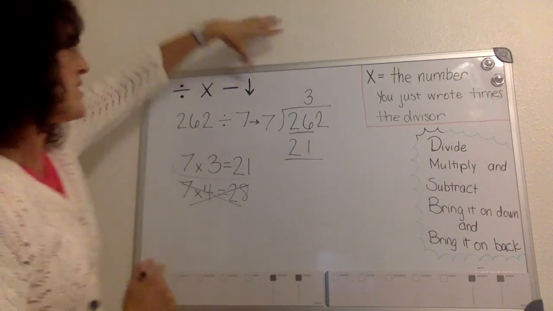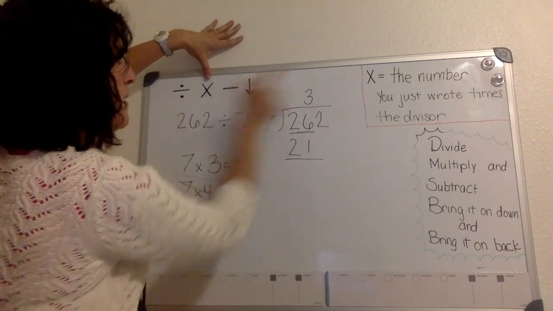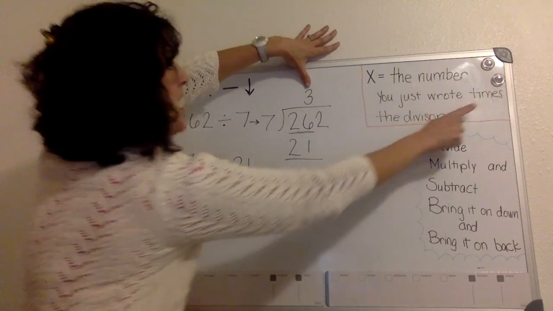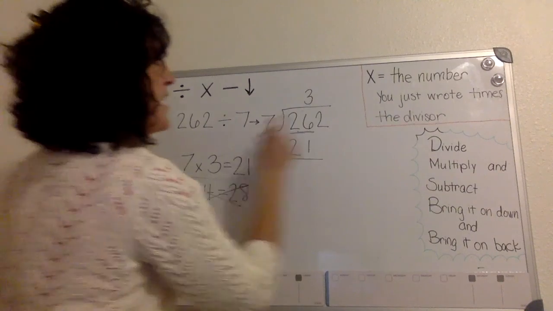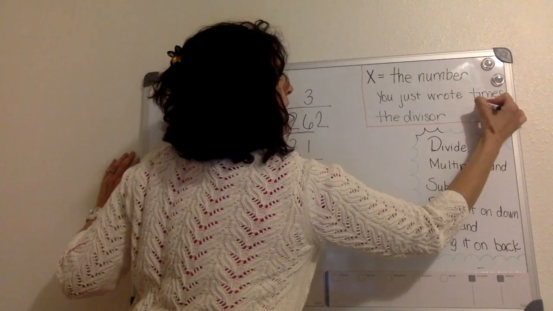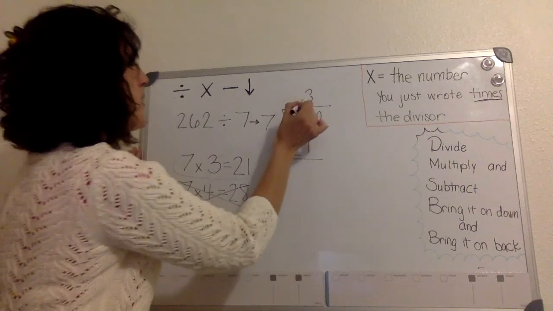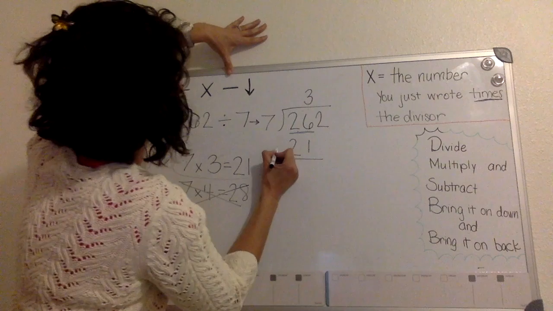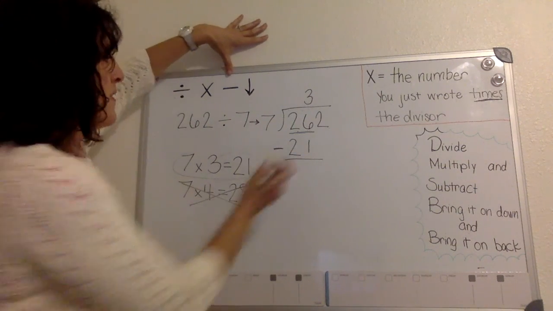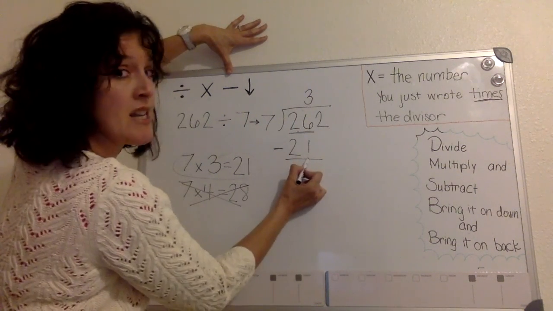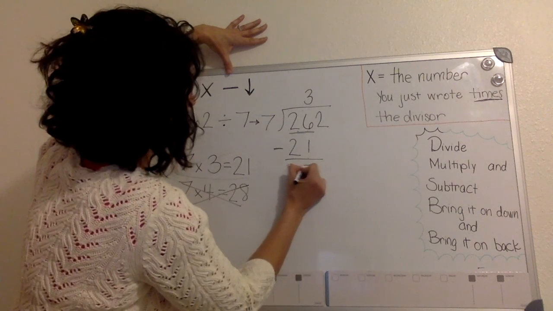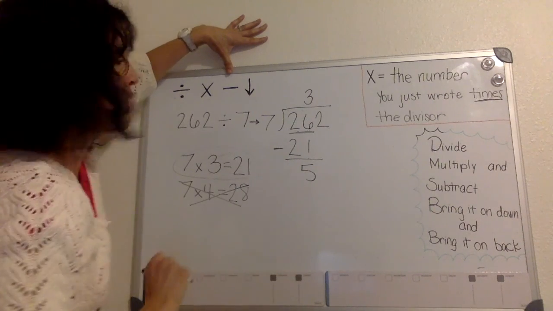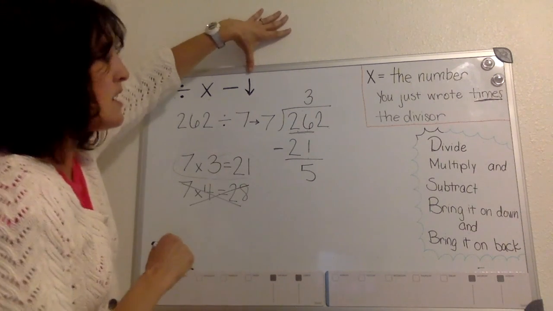Remember, this is what we do when we multiply. The number I just wrote, which was my 3, times the divisor. So we have 3 times 7 is 21. Now we're going to subtract. Write my little subtraction sign. 6 minus 1 is 5. Good job. 2 minus 2 is 0. We don't need to write that. Excellent. Let's keep going.